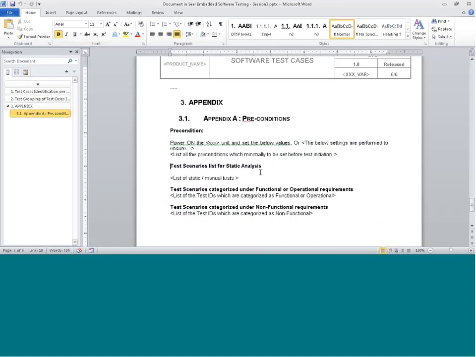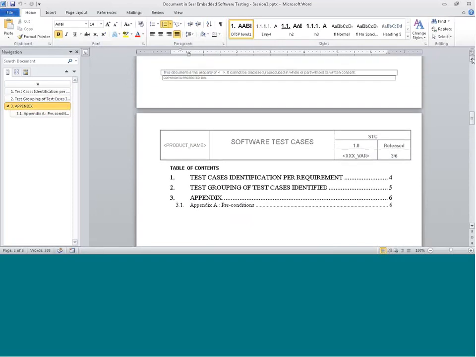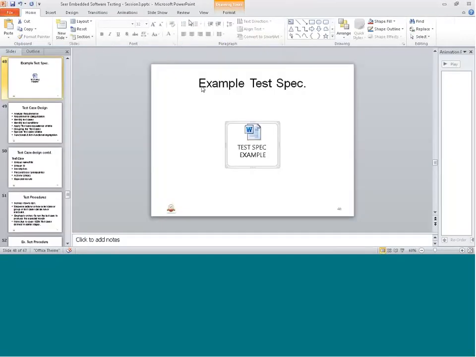Of course, we have test scenarios for different static analysis methods. We are going to list out what are the different types of static analysis, which are the functional tests that are taken care of in this test specification. What are the non-functional requirements which are addressed, all this will be highlighted as part of the appendix. So these three basic sections will constitute the test specification: the test cases, grouping of the test cases, and the dependencies. I will detail out each of these in the next session.